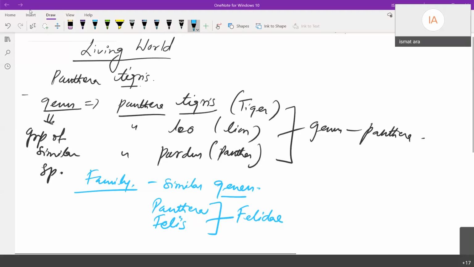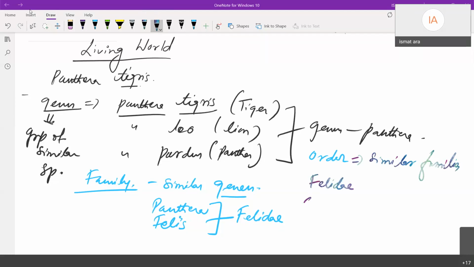Then come to order. Now order means similar families. Like Felidae and Canidae, meaning the cat family and the dog family. Canidae, I'm writing dog so that you can recall Felis, cat. This cat and dog family, they are called Carnivora.